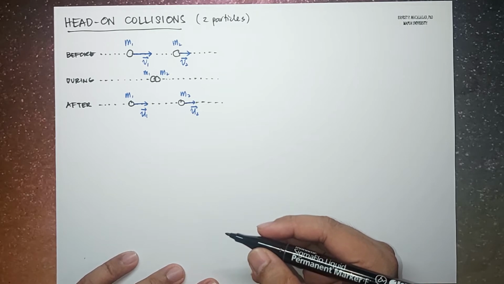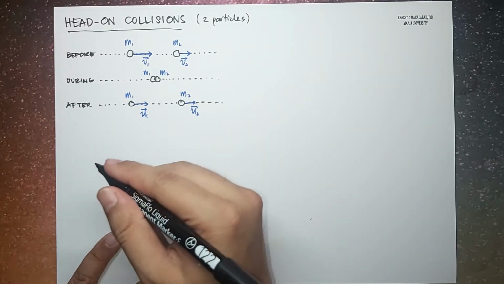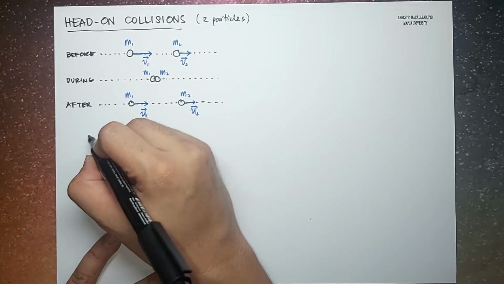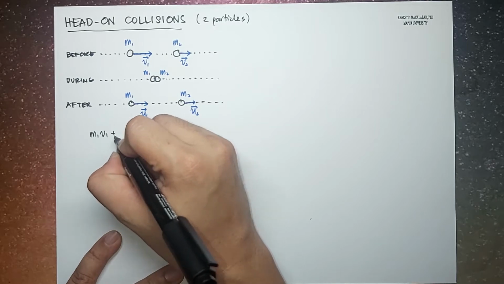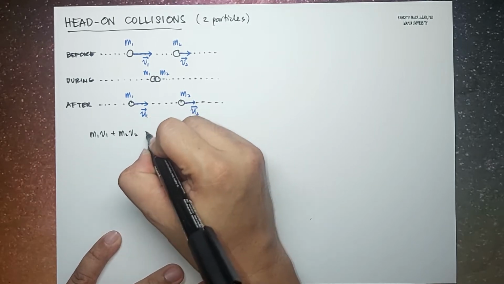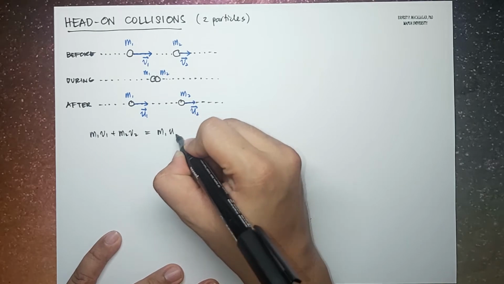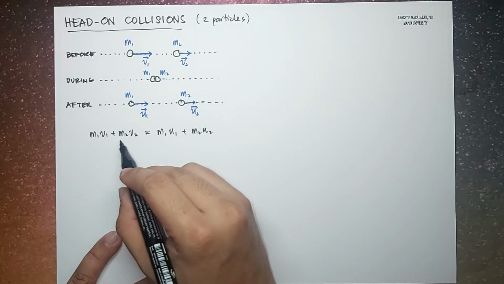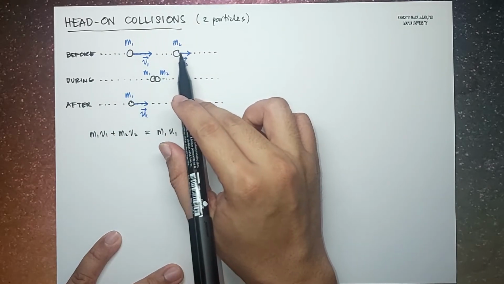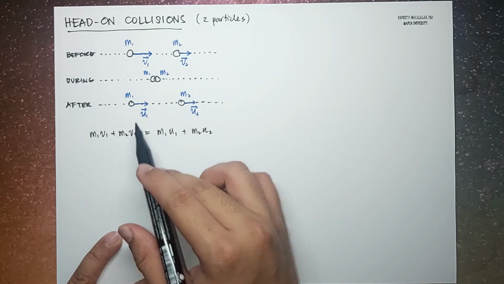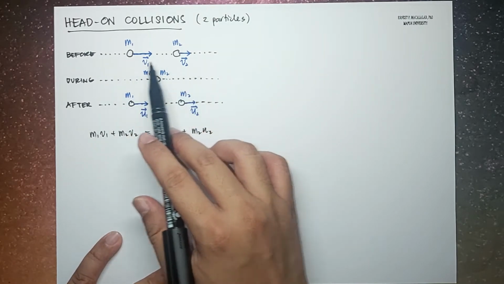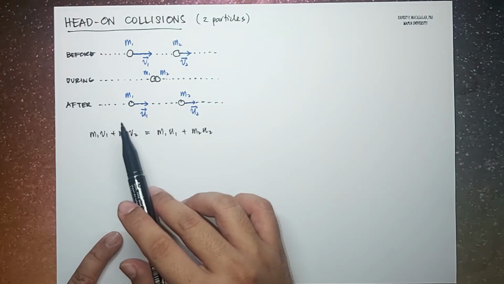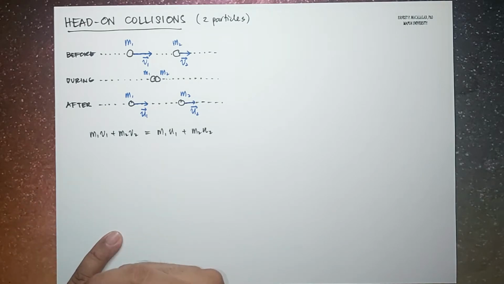In this case, from conservation of momentum, our equation would become m1 v1 plus m2 v2, and this is equal to m1 u1 plus m2 u2, where m1 and m2 are the masses of the two particles. v1 and v2 are the speeds or velocities of your two particles before collision, and u1 and u2 are the velocities after collision.